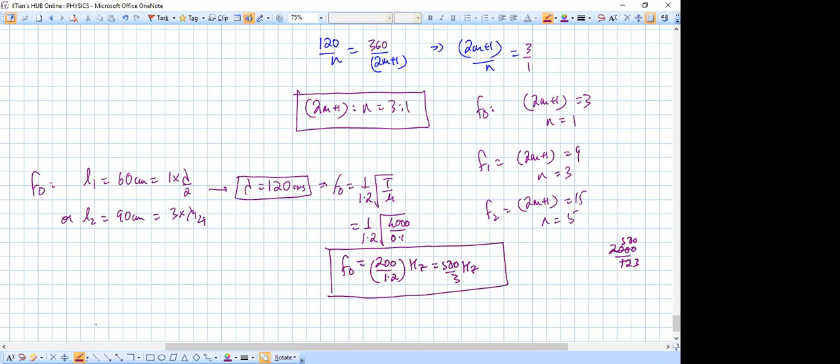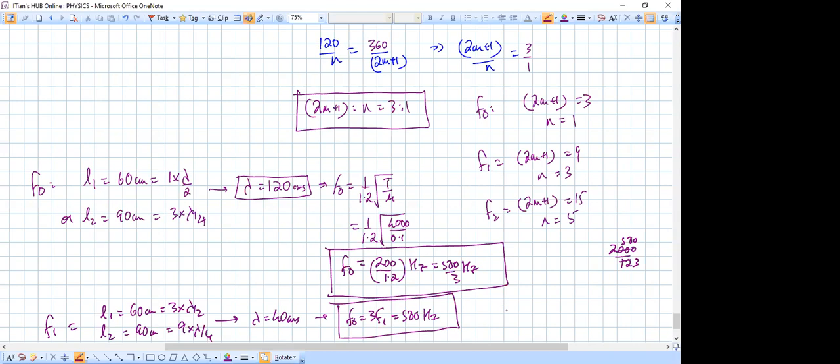Now for the first overtone mode, L1 will become 3 times lambda by 2, or L2 will become 9 times lambda by 4. So either way, you will see your lambda will become 1/3 of this. Okay, so your frequency will become 3 times the fundamental. So it will become 500 hertz. Okay, like that, you have the second overtone.